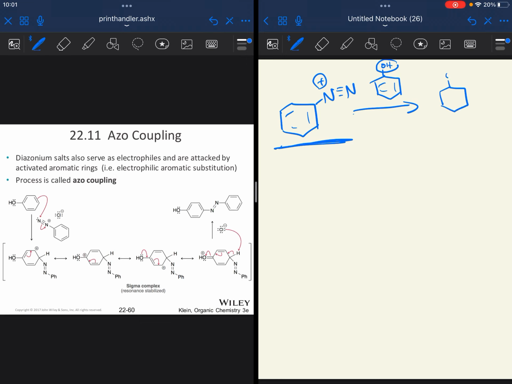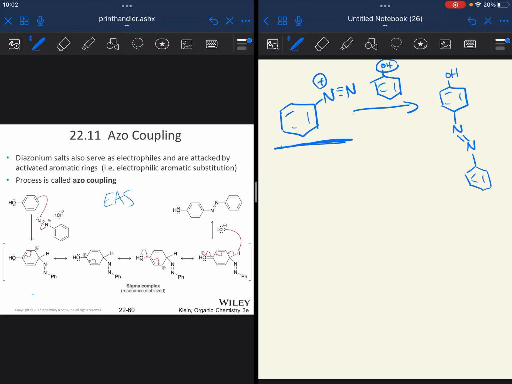So you wind up getting this coupling where it adds to that para position, and you wind up with a double bond in your nitrogens. Here we go, and that other ring. It goes through, we've already seen this mechanism. I'm not going to ask you for it on exam 4 or the final, but you have done this mechanism before, right? This EAS reaction.